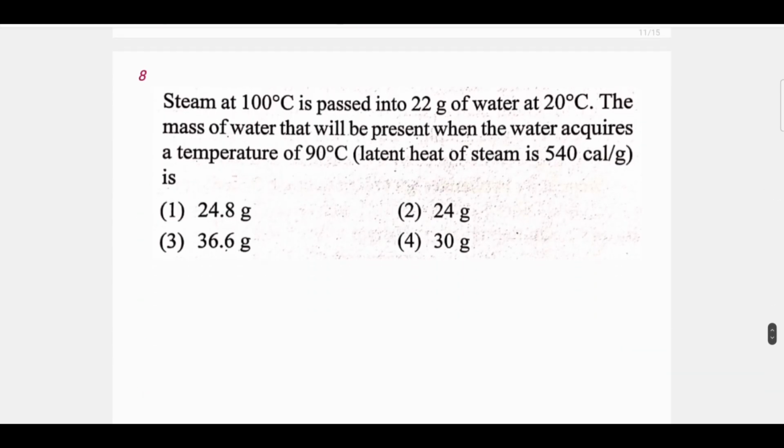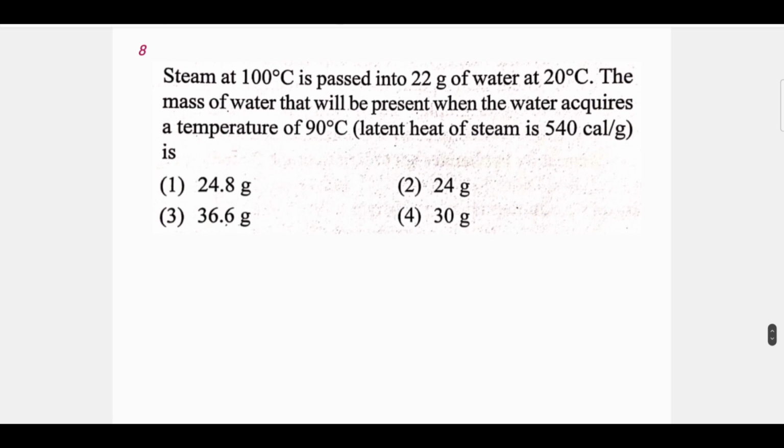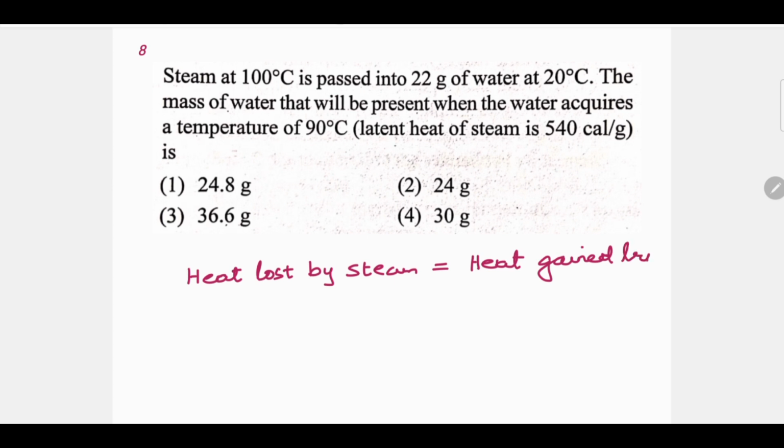Question number 8. Steam at 100 degrees Celsius is passed into 22 gram of water at 20 degrees Celsius. The mass of the water that will be present when the water acquires a temperature of 90 degrees Celsius. Latent heat of steam is 540 calorie per gram. So here, steam and water. Our calorimetry principle same. Heat lost by steam equals heat gained by water.